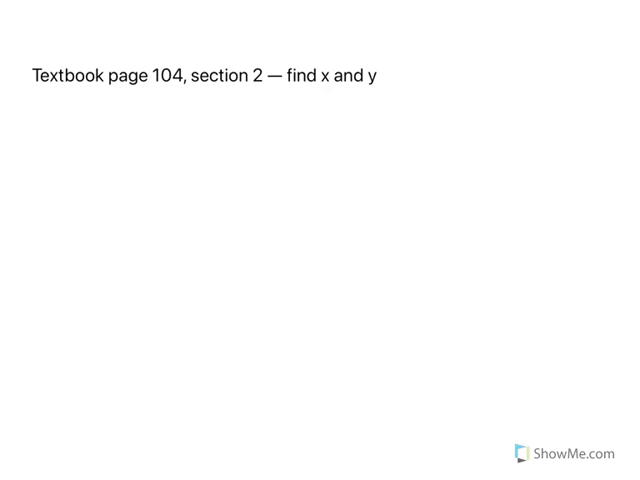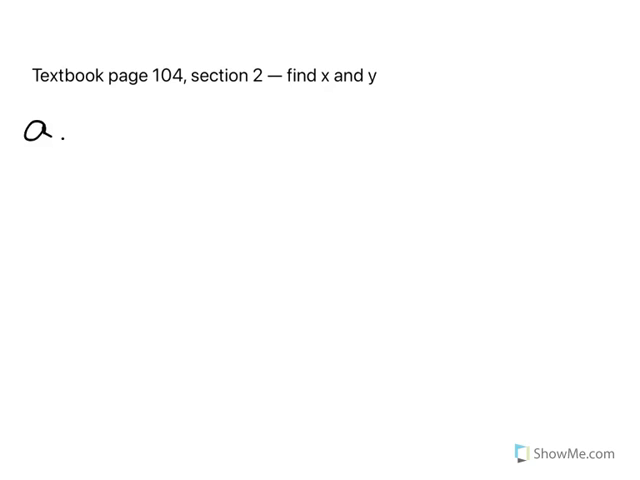Fitri. Today we're going to revisit the topics we were talking about before, with the goal of finding x and y when looking at parallel lines and a transversal or two. So let's open up to our textbook page 104, section 2, the first section, with the goal of finding x and y. So let's begin here with A.